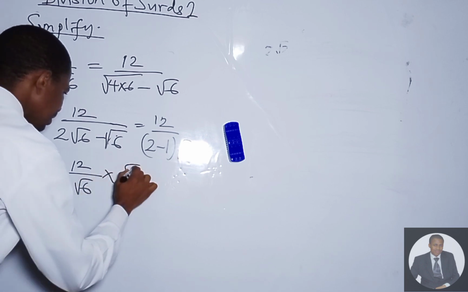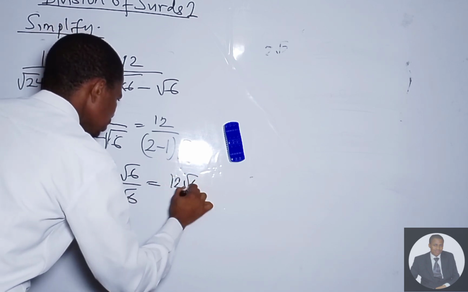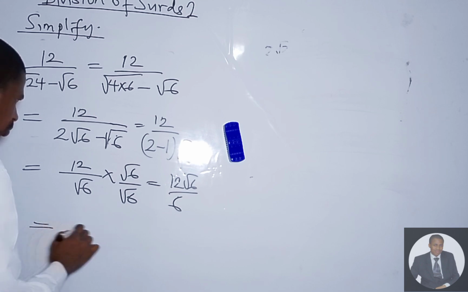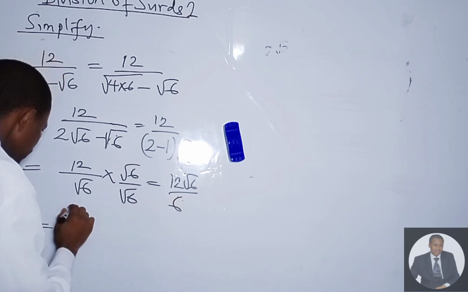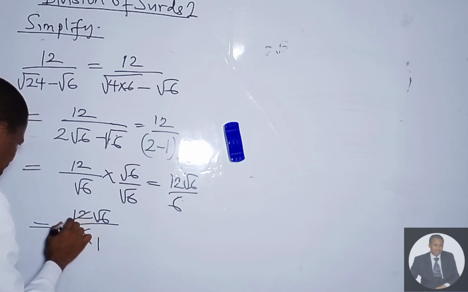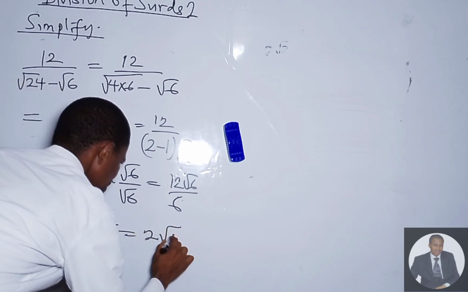So we rationalize the surd. We have 12 root 6 all over 6. Root 6 times root 6 is 6. So how many 6 is here? 1. How many 6 is in 12? 2. So our final answer will be 2 root 6.